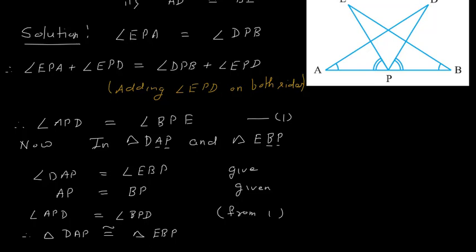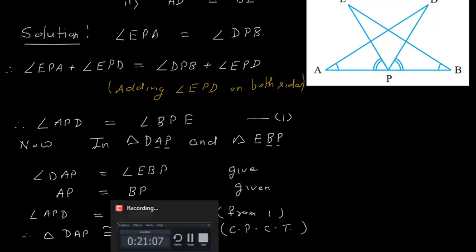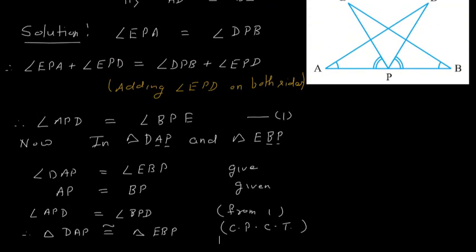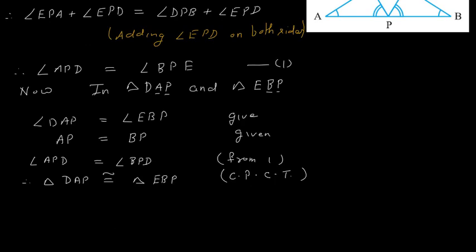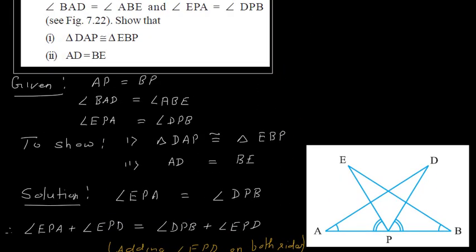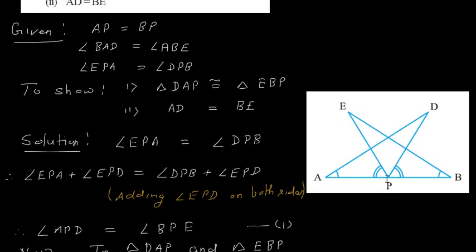The reason is corresponding part of congruent triangle, CPCT. Then AD is equal to BE. Okay, and triangle DAP is equal to triangle EBP. Okay, fine.